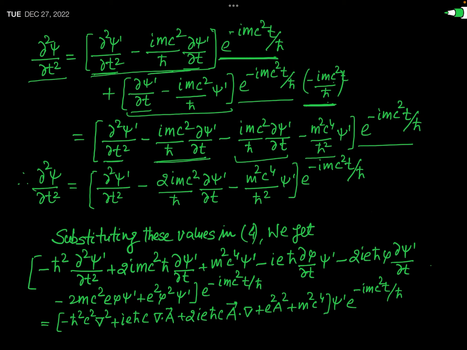Now you can see the second term here and the third term are both equal and the sign of both is minus. So this result will be ∂²ψ/∂t² equal to ∂²ψ'/∂t² minus 2imc²/ħ times ∂ψ'/∂t. And then the last term is minus m²c⁴/ħ² times ψ', and this e to the power minus imc²t/ħ is just a common factor.